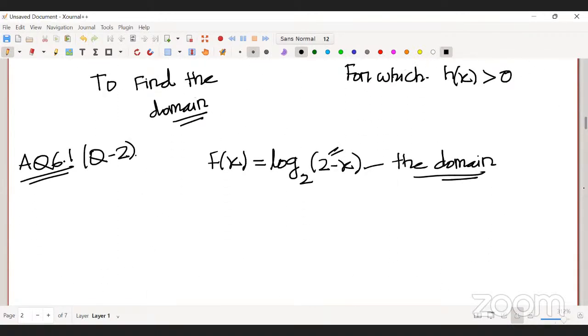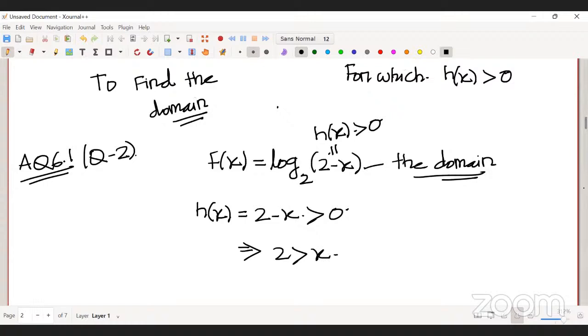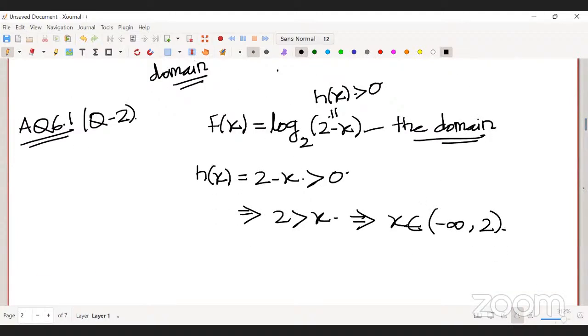So here, instead of x, you have this one. Now you need to find the values of x for which h of x is greater than 0. Here h of x is 2 minus x. You need to find the values of x for which h of x is greater than 0. That means 2 is greater than x. So all the values less than 2 are basically in the domain of f. That means x is from minus infinity to 2. So the domain of f is minus infinity to 2, because these are the values for which h of x is greater than 0.